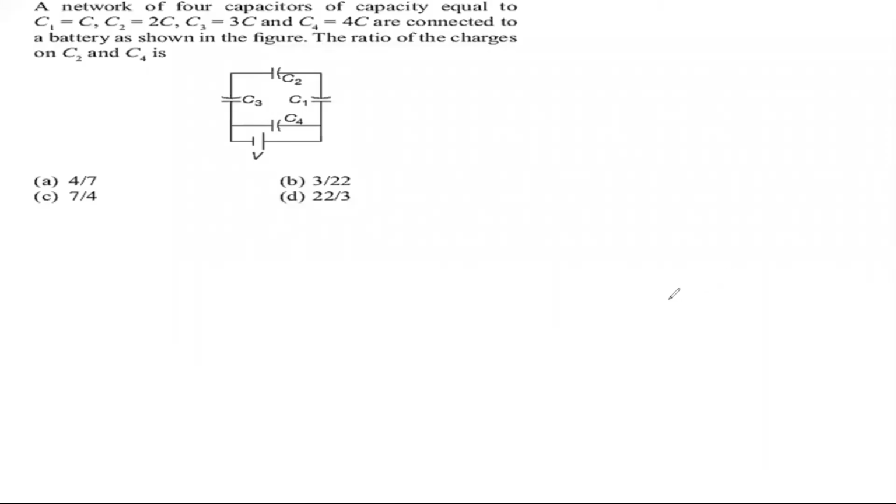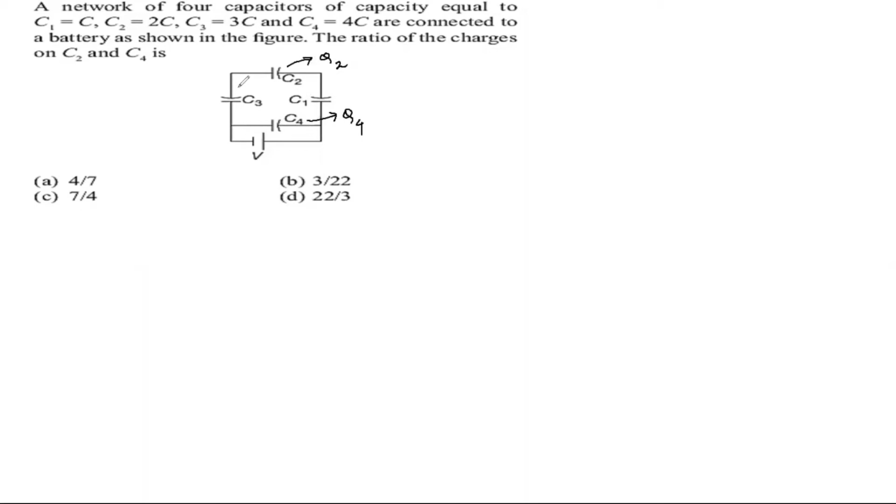Okay, so this is our next question. It says that there is a network of 4 capacitors whose values are given to us. One value is C, C2 value is 2C, C3 is 3C, C4 is 4C. They are connected to the battery as shown in the figure. So this is the diagram. We have to find the ratio of the charges on C2 and C4. Okay, so we have to find the charge for this C4, which is Q4, and we have to find the charge for this C2, which is Q2, separately.